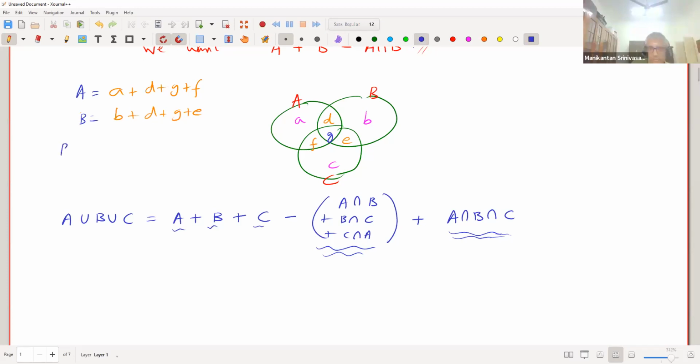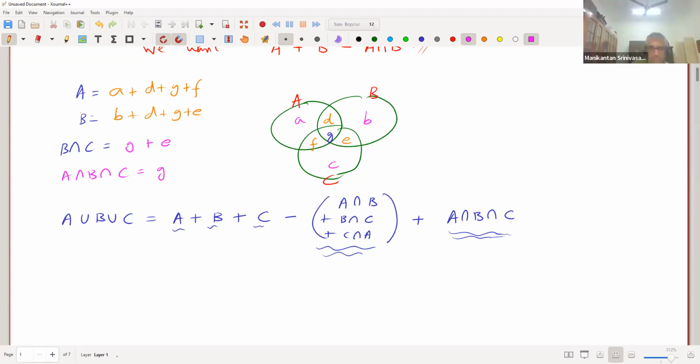So if I have B intersection C, the common area between B and C would be this region here, right? G and E, G plus E, right? And then A intersection B intersection C would be the very core or the very center, which is just G. So like this, we write out expressions for all of these.